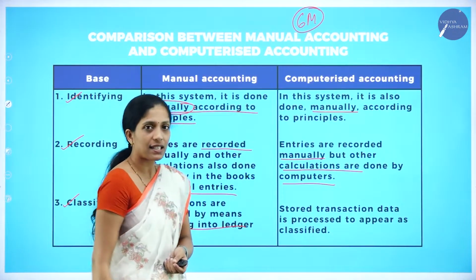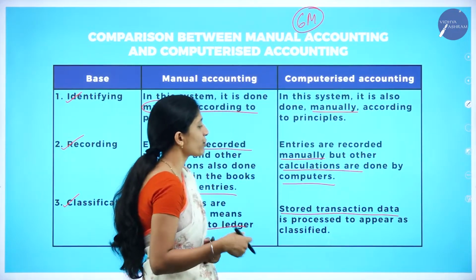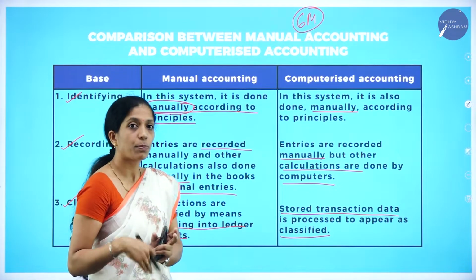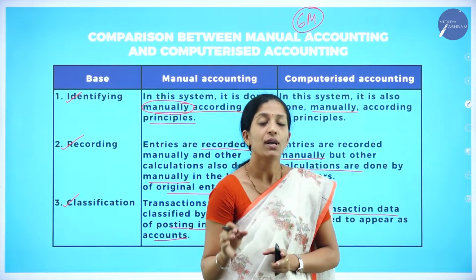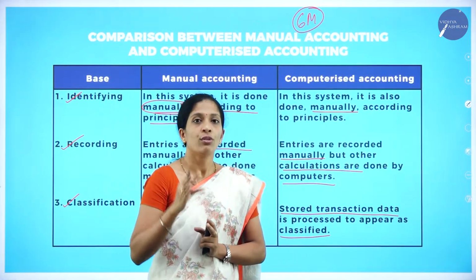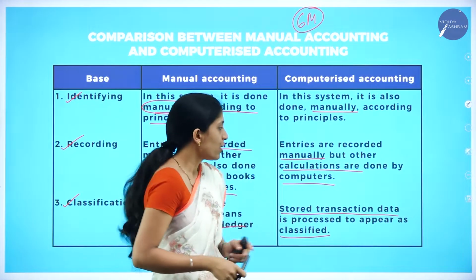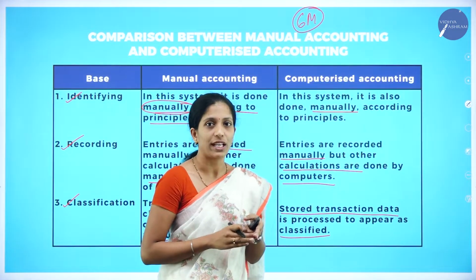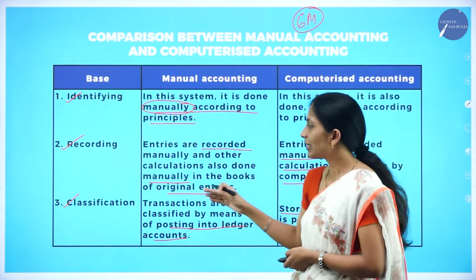Whereas under computerized accounting system, stored transaction data is processed to appear as classified. Whatever data has been stored in the computer system will be processed by itself. No need to convert into ledger, no need to post them into the ledger. It will appear as processed only. In the sense, it will be already classified. So these are the three differences here.